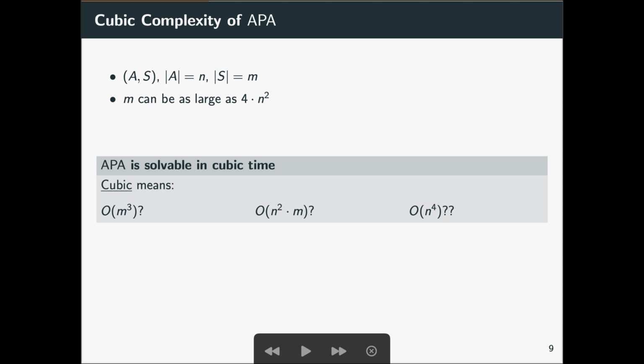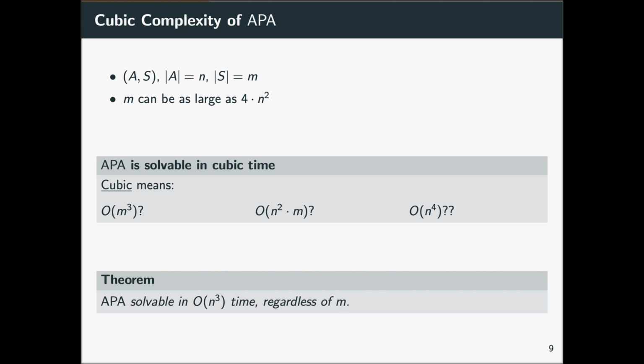So the term cubic in the literature has had many forms, ranging from m cubed to n squared m to even n to the fourth. Note that each of these is above the n cubed bound in the general case, so as a first step in understanding the complexity of the problem, we saw that Andersen's pointer analysis can be computed in time that is cubic in the number of pointers, regardless of the number of statements.